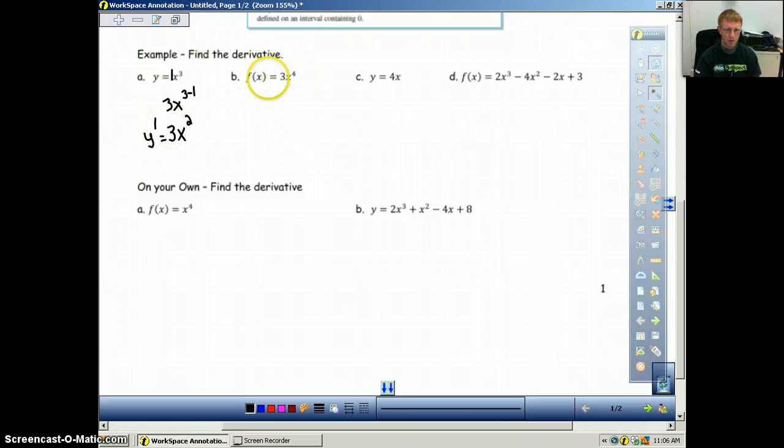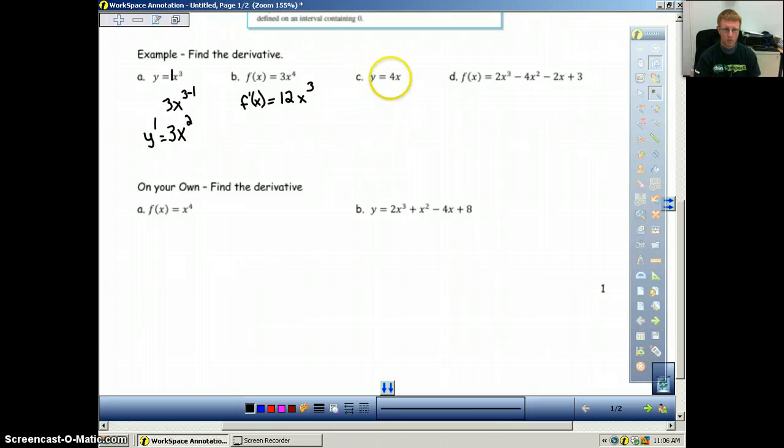Okay, next one, power rule here. Our f prime of x is going to be equal to 4 times 3, which is 12x. And then we lower our power by 1, so it's 12x to the third.